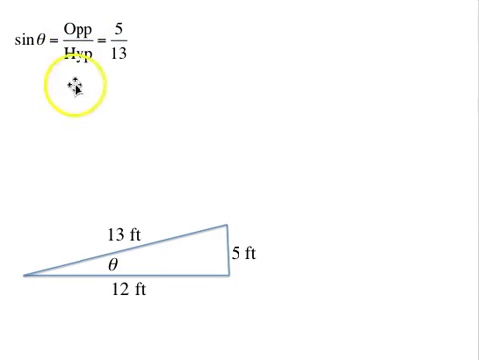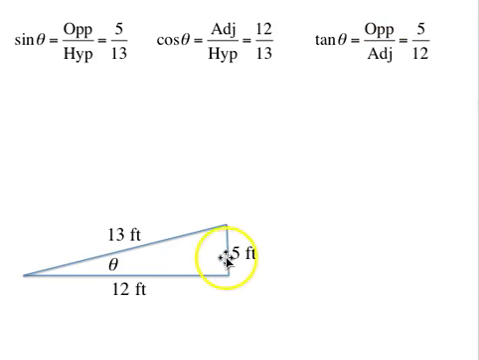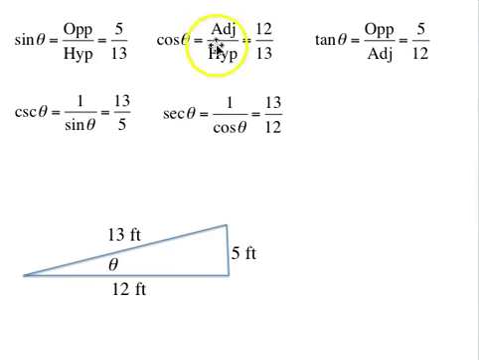So sine is opposite over hypotenuse, 5 feet over 13 feet, 5/13 for sine. Cosine is adjacent over hypotenuse, 12 feet over 13 feet, 12/13. Tangent is opposite over adjacent, 5 feet over 12 feet, 5/12. Cosecant is the reciprocal of sine, so the reciprocal of 5/13 is 13/5. Secant, reciprocal of cosine, reciprocal of 12/13 is 13/12. Cotangent, reciprocal of tangent, reciprocal of 5/12 is 12/5.